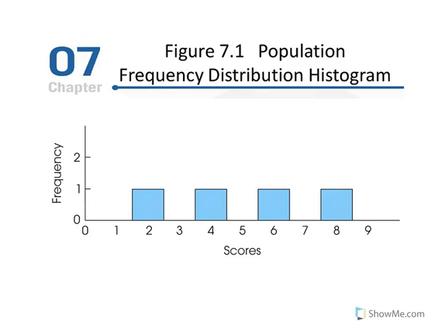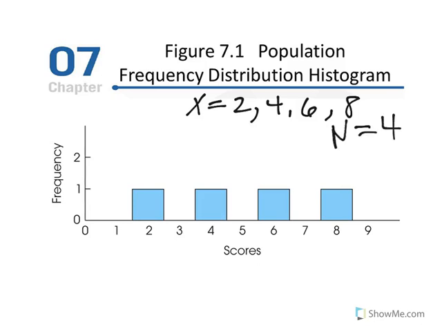So figure 7.1 refers to a distribution of scores, and the scores in this distribution are equal to 2, 4, 6, and 8, and we see that they all have an occurrence of 1 based on the frequency. So it's a very small population. So again, this is a population of 4 scores.